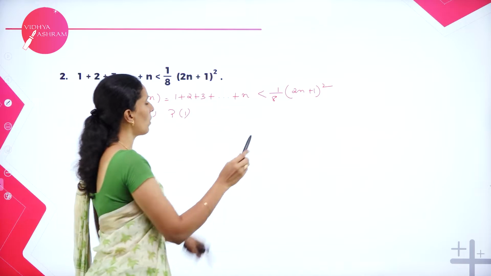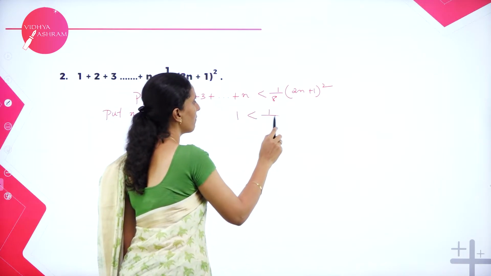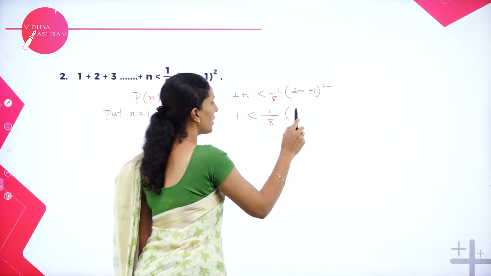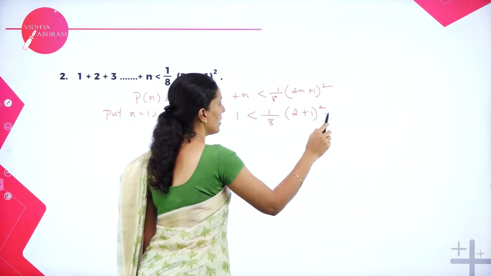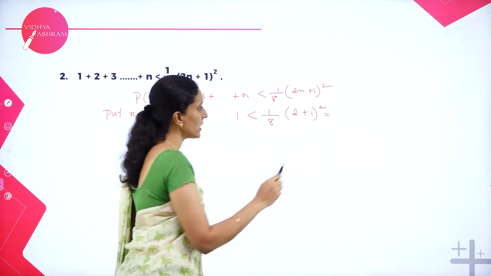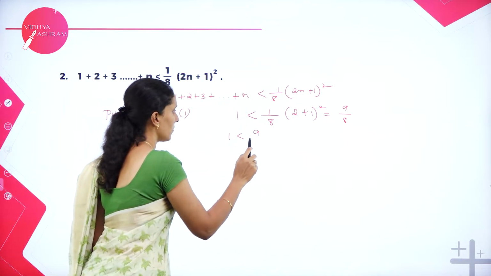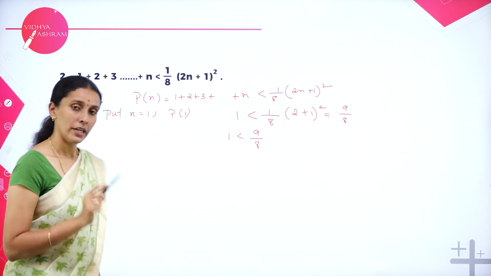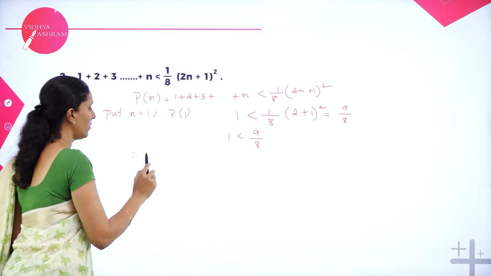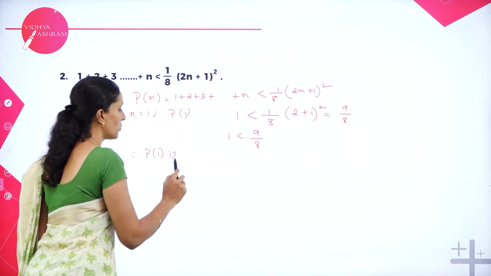If you put n is equal to 1 here, 1 is less than 1 by 8 into (2 into 1 is 2, plus 1) whole square. This is 2 plus 1 is 3, 3 square is 9, so 9 by 8. So clearly we are getting 1 is less than 9 by 8. It is true. So therefore, p of 1 is true.